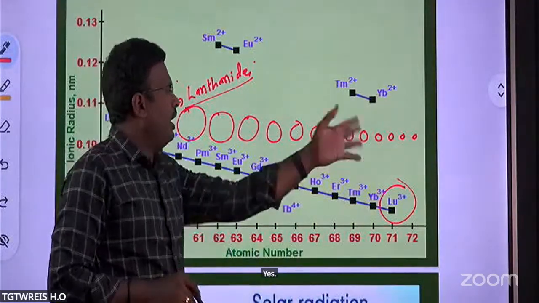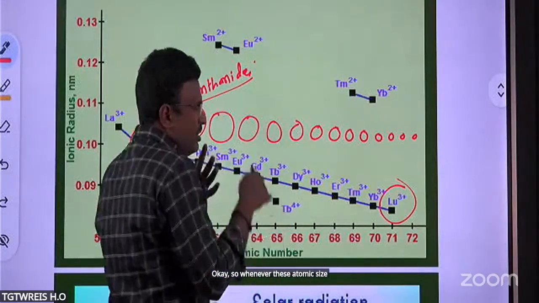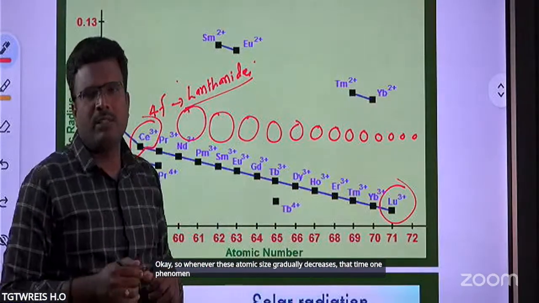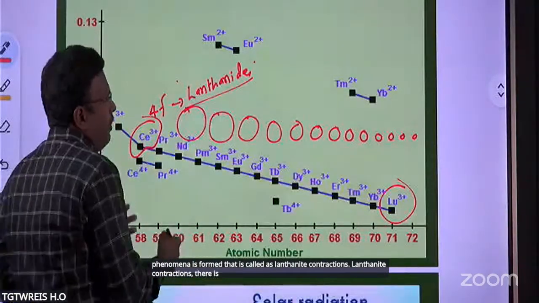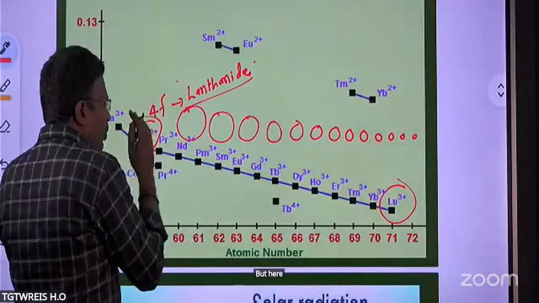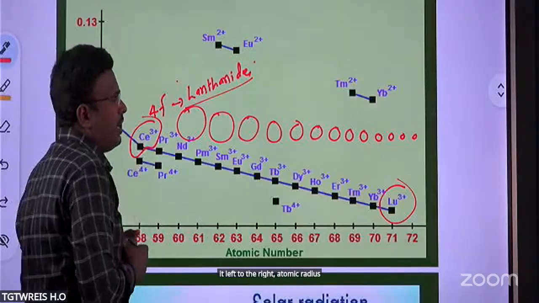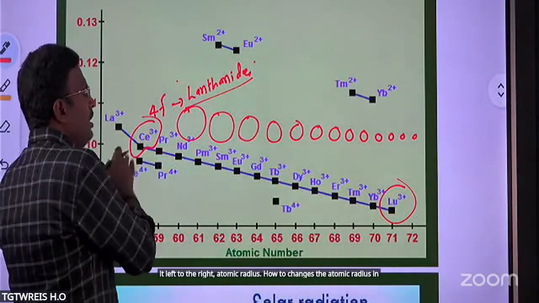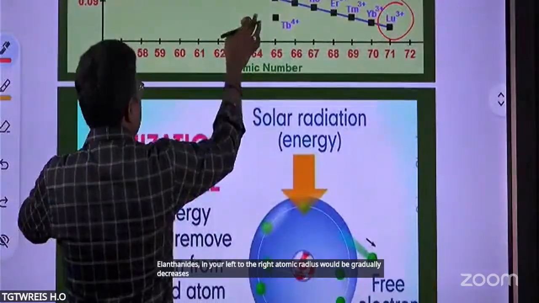Atomic size gradually decreases. Whenever this atomic size gradually decreases, one phenomenon is formed, which is called lanthanide contraction. Lanthanide contraction is another topic. But here in a 4F series, from left to right, how does the atomic radius change in the lanthanides? From left to right, atomic radius gradually decreases. Very important.